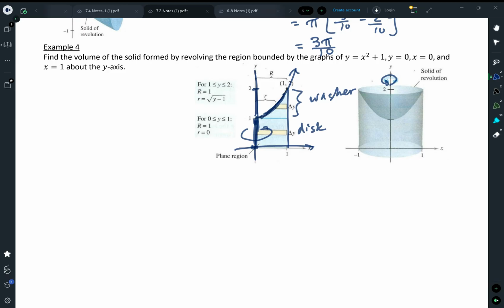So for different parts of the graph, I'm going to be doing different things. And I also have to worry about making sure that everything is in terms of y as well. So I need to have x as a function of y.